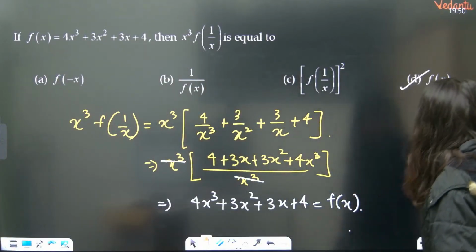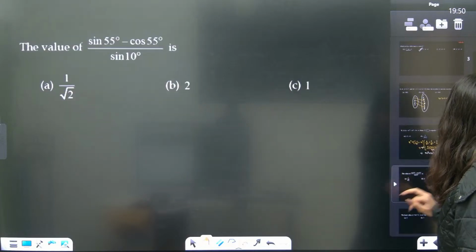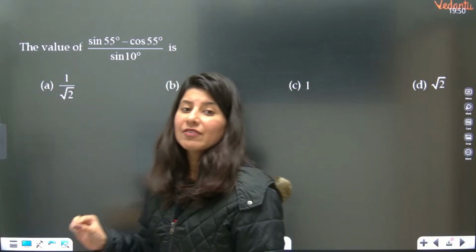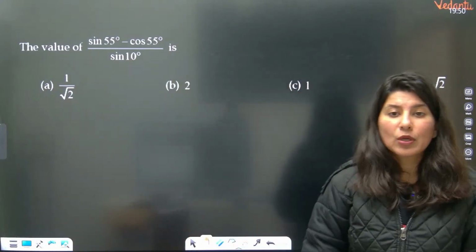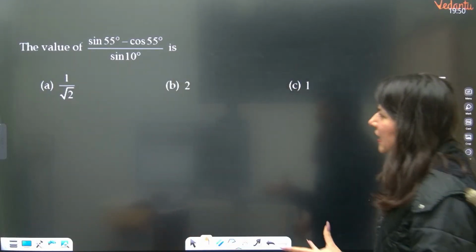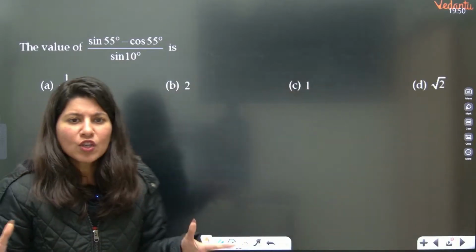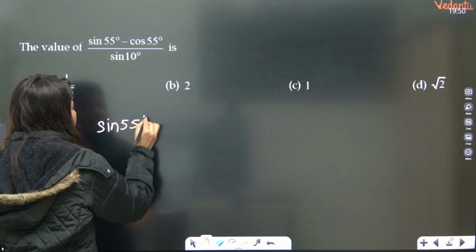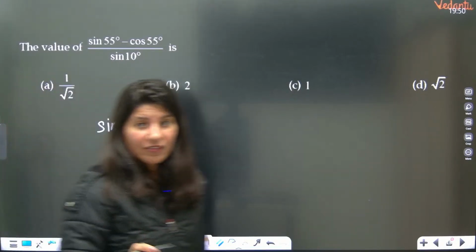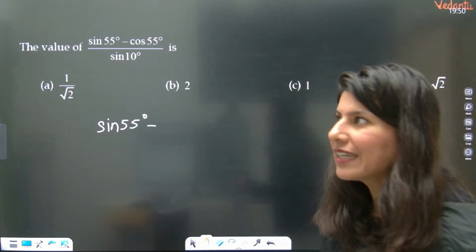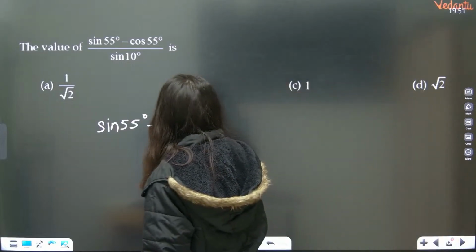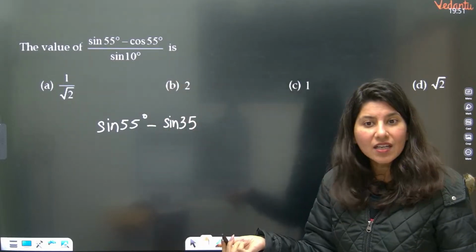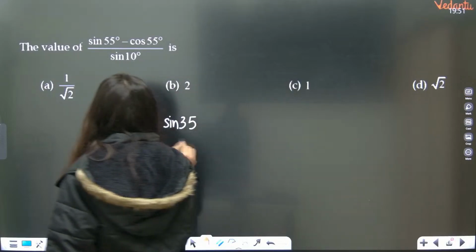Okay. All right. Now we have the next question, which is from the world of trigonometry. Sine 55 degree minus cos 55 degree upon sine 10 degree. Now sine 55 minus cos 55 will not work for me. Rather, sine 55 degree minus cos 55 degree. So cos 55 degree will be what? Sine 35. Yes or no? 55 and 35 are complementary angles, upon sine 10 degree.